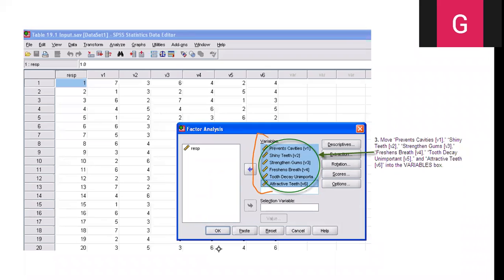Okay. So here this is respondent. We are not using respondent. We are not putting respondent here. We have to run, for example, here on these 6 variables. So all these 6 variables will go here. All right.